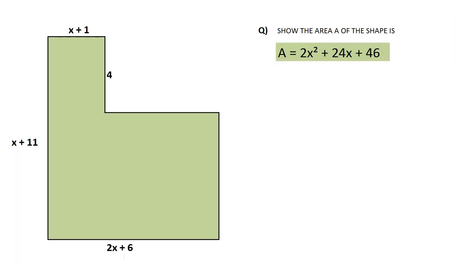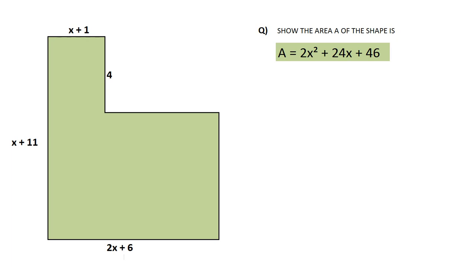So this is the shape here. It's a little bit like two rectangles stuck together. The sides that were given in the question are x plus 11 on the left, x plus 1 at the top, and then 4 on the right coming down, and then 2x plus 6 along the bottom. There are two sides that were not given, as you can see, but we can easily work those out. The question asks to show that the area A of the shape is A equals 2x squared plus 24x plus 46.